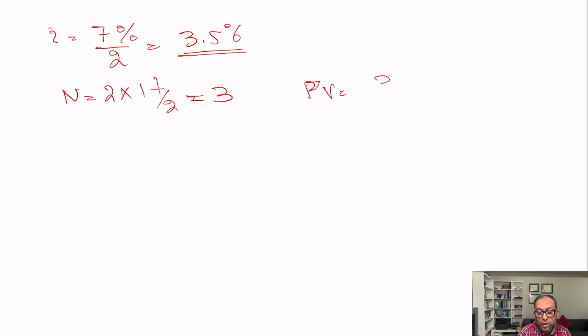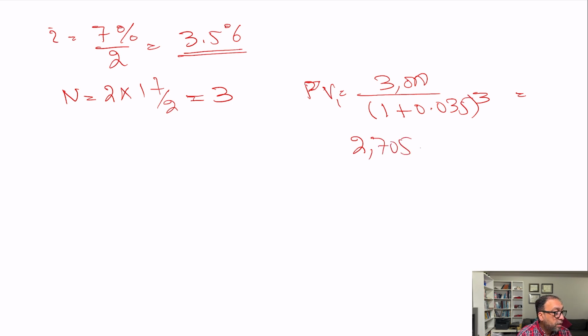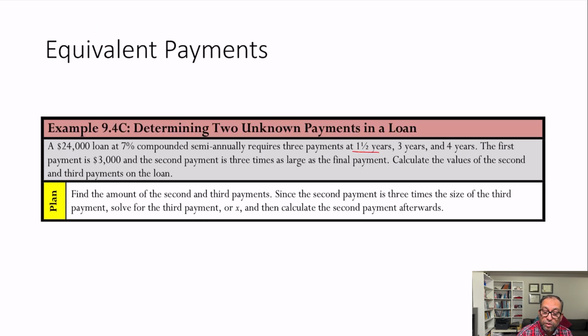Present value of 3,000. What are we going to make it at the time of 1.5 years later? That's what we want to calculate, which we call P1. 1 plus 0.035 exponential 3, and the value is going to be 2,705.28117. Then we can calculate the n for the next period, which is 3 years.